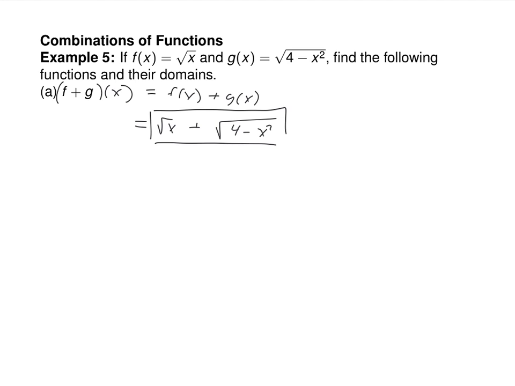You're also asked to find the domains. So x is bigger than or equal to 0, and 4 minus x squared has to be bigger than or equal to 0.